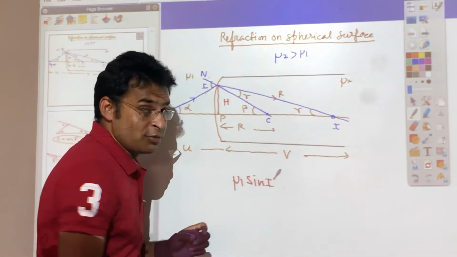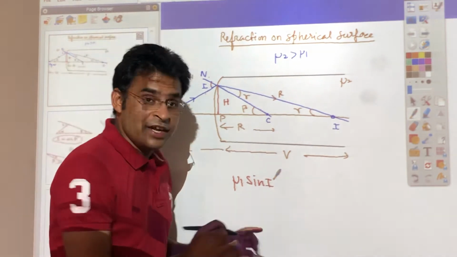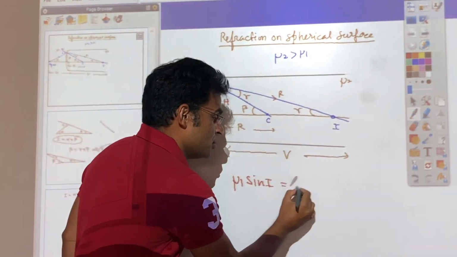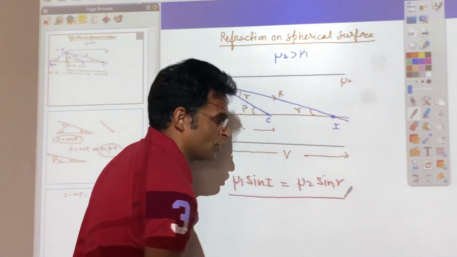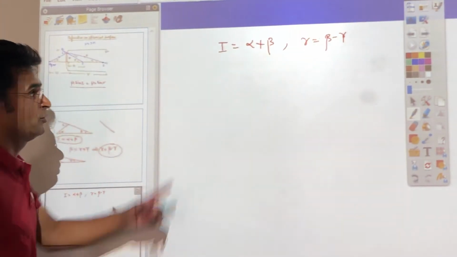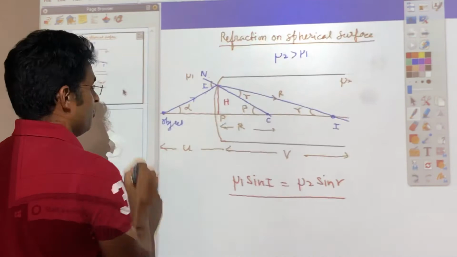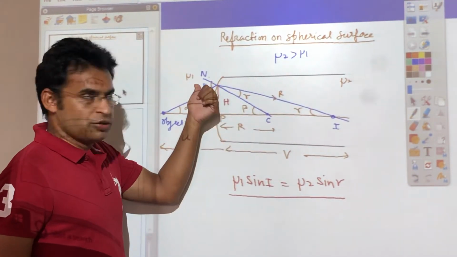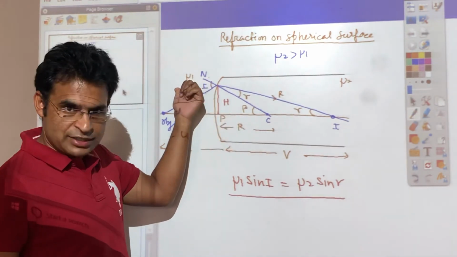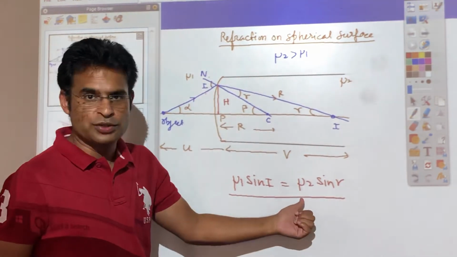The law of refraction means I am talking about Snell's law. So mu1 into sin i is equal to mu2 into sin r. So this is the law of refraction I want to apply at this point. Mu1, the refractive index of this medium, into sin i is equal to mu2 into sin r.